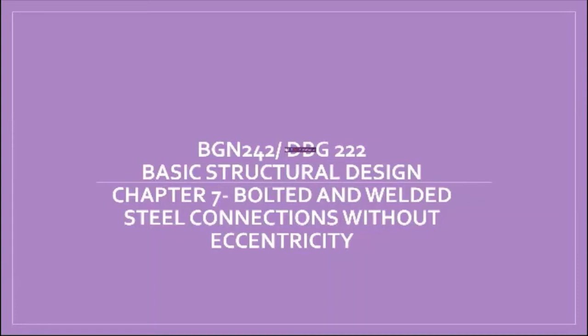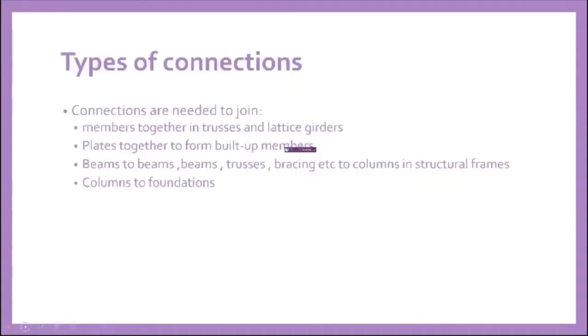Assalamualaikum and good morning. Today, Chapter 7: bolted and welded steel connection without eccentricity. Types of connections. Connections are needed to join members together in trusses and lattice girders.